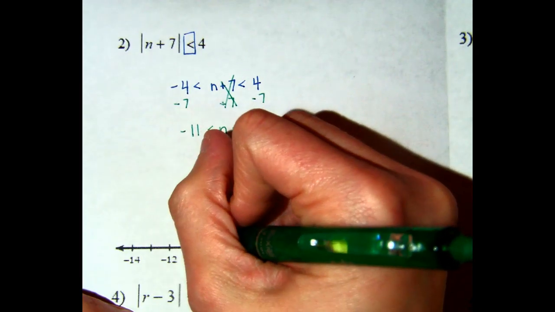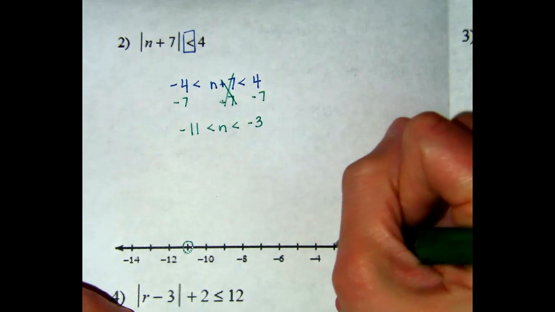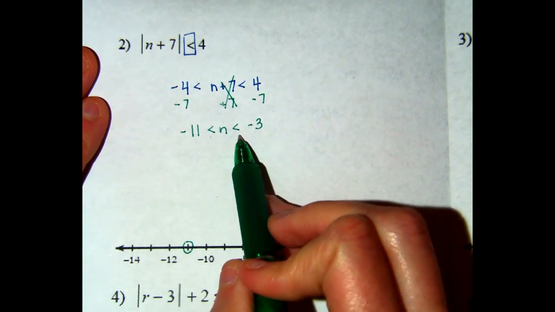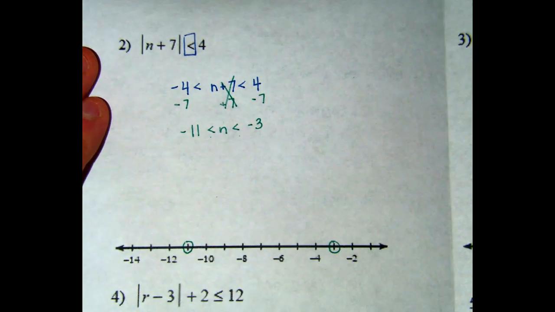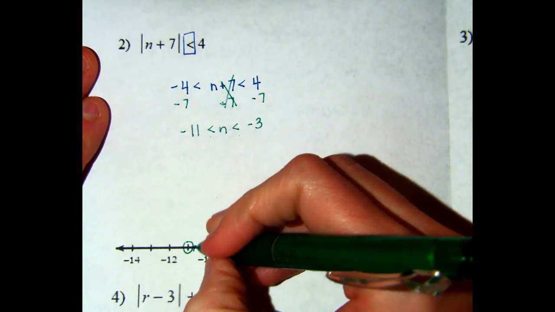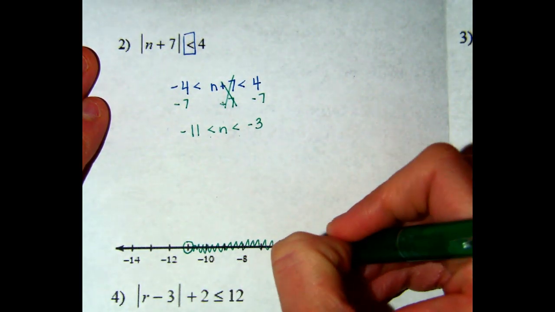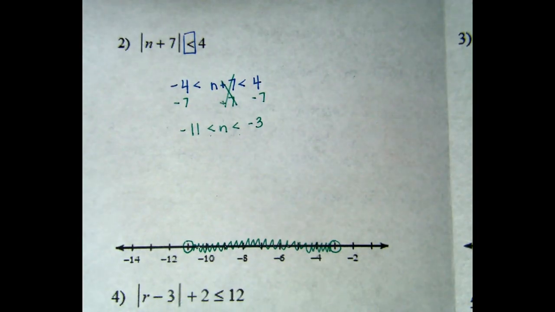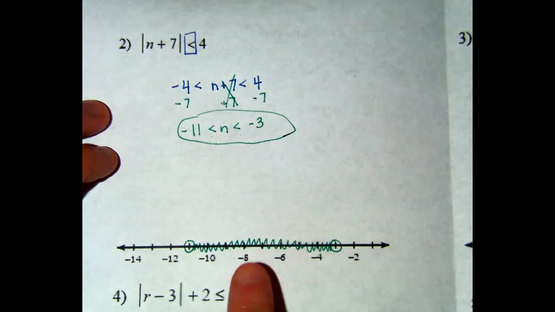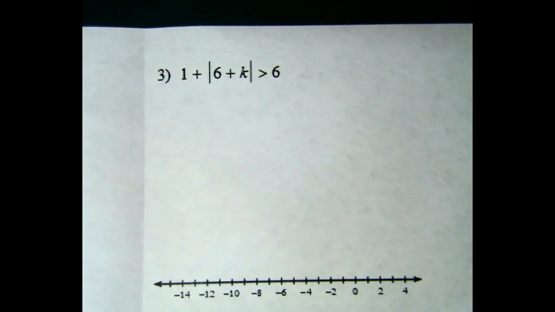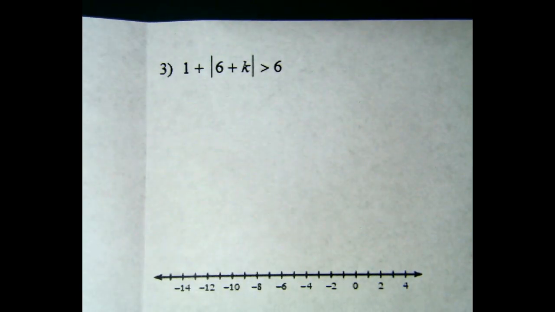So I'm going to circle negative 11, and I'm going to circle negative 3. Again, it is not closed circle, it's open because there's no or equal to. And I'm going to shade in between. Okay. That one is complete. Remember, this is the answer, and we were supposed to graph the solution. Let's look at number 3. Number 3, the first step is not done for us.